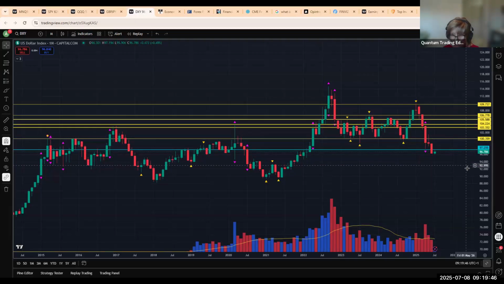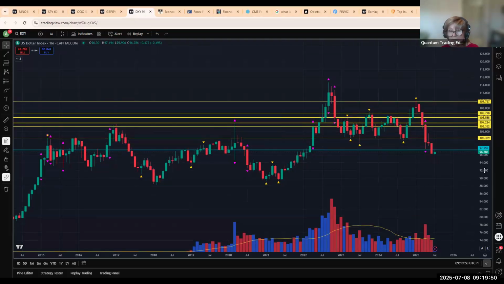But what is interesting, what do we see on this chart that tells us that maybe we could be looking at a potential reversal for the US dollar? Well, for a start, we have falling prices.